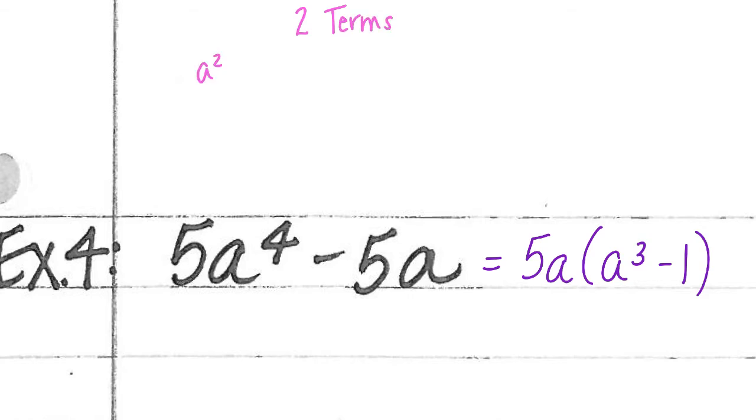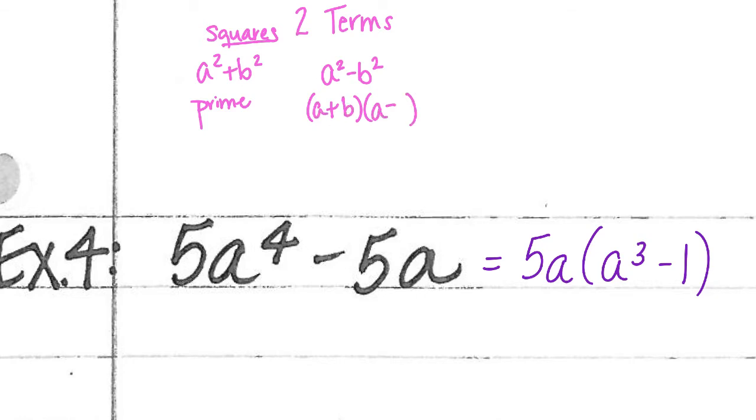Okay, if we have a squared plus b squared, that is going to be prime. You cannot do that, and I'll explain that when we get there. If I have a squared minus b squared, we know we have a plus and a minus, so it's going to be a plus b, a minus b. Typically, you could do those like the back of your hand. You're great at those. But now we are moving on to the cubes. The cubes are a little tougher.